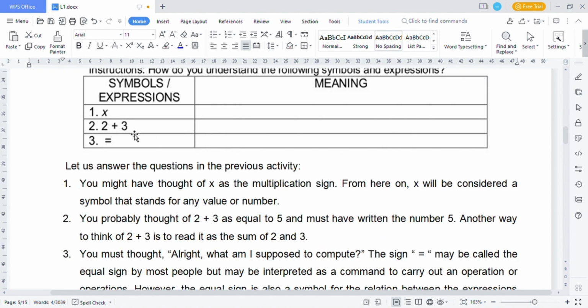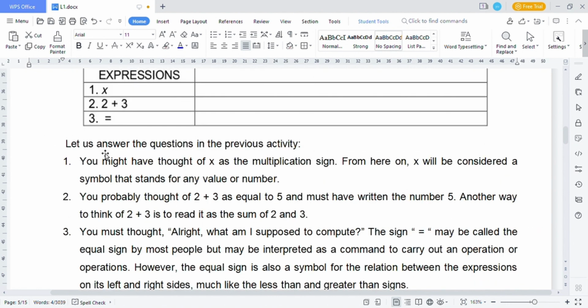Number 2, 2 plus 3. You probably thought of 2 plus 3 as equal to 5, right? As in our discussion in the first topic in Grade 7, 2 plus 3 is equal to 5, and you must have written the number 5. Another way to think of 2 plus 3 is to read it as the sum of 2 and 3.